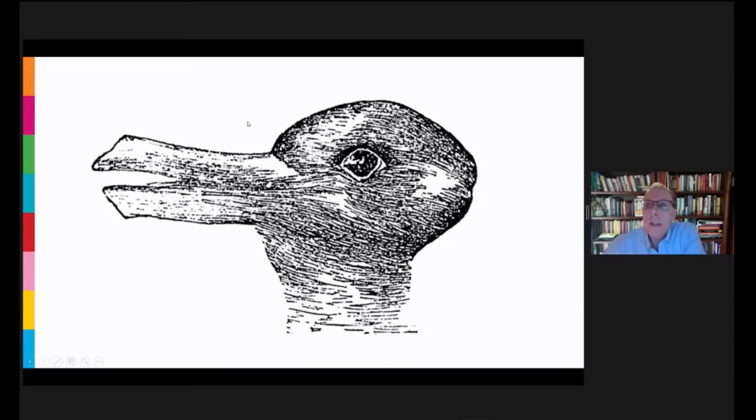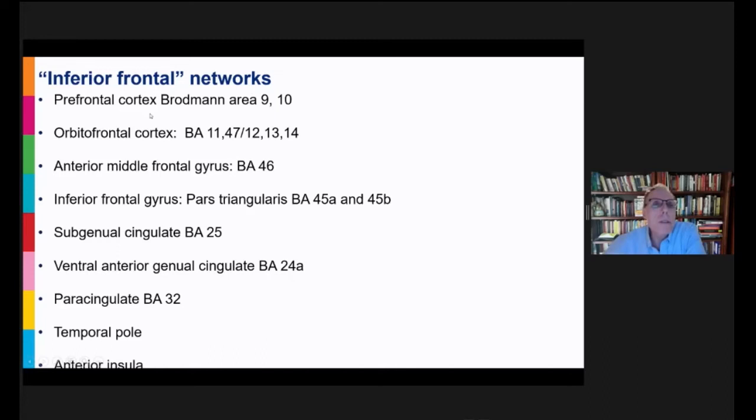So we look at the inferior frontal network. There's the prefrontal cortex, which is oftentimes neglected, even when we do SEEG investigations, consisting of Brodmann areas 9 and 10, 9 the ventral medial, and 10 more laterally. Then the orbital frontal cortex and its subdivisions: the anterior middle frontal gyrus, the inferior frontal gyrus pars triangularis, the subgenual cingulate, ventral anterior cingulate, paracingulate, temporal pole, and then the anterior insula. These areas are all quite interconnected, and I would even add to this the amygdala.